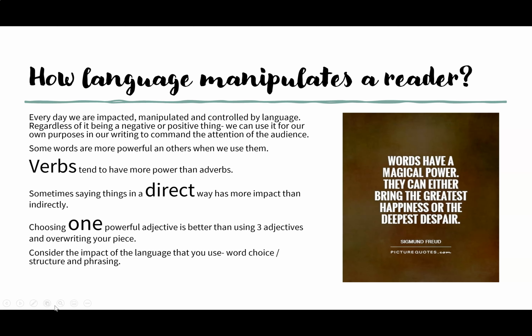And so as you're writing and you're trying to describe a situation, try and pick the one word that perfectly describes, or as perfectly as possible describes what you are imagining, rather than trying to use lots and lots and lots of words. And so every time you select your words, consider the impact of the language that you used, the word choice, the structure, but also the phrasing in general, and we'll talk a bit more about that a bit later.